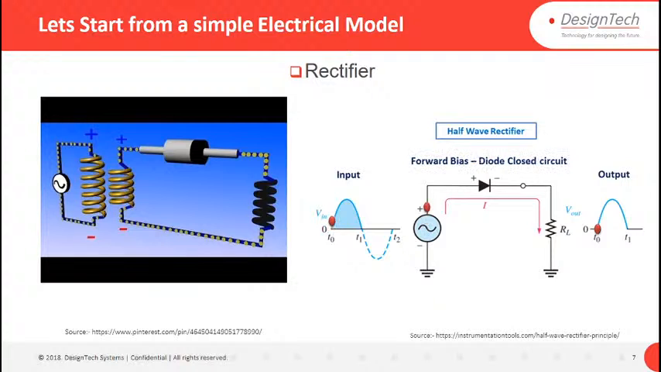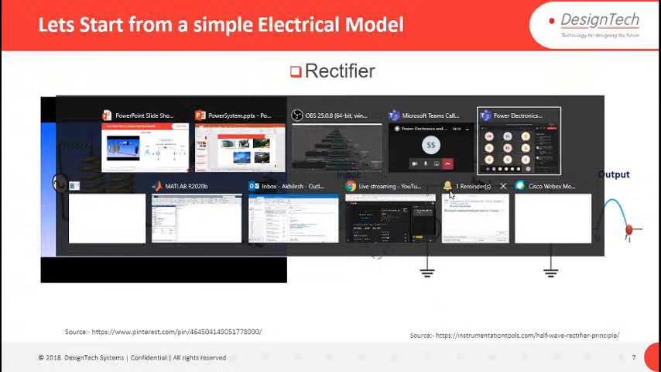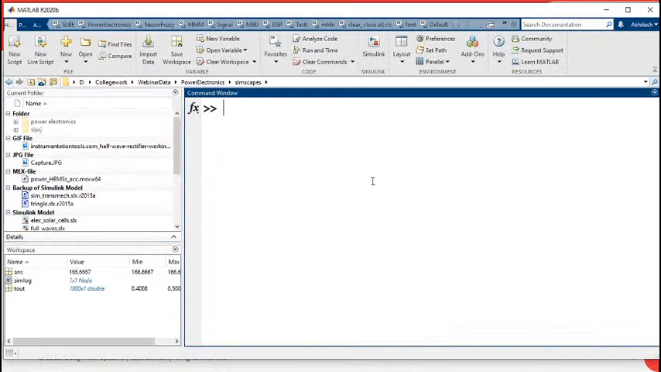Okay, let's start from a simple model, a half wave rectifier. This is a rectifier electrical circuit which you see here, right? For a rectifier we require a voltage source, a ground reference, a diode, and the load. So we will start from the half wave rectifier. Let's start from the basics, and first I will show you what kind of libraries are available here.